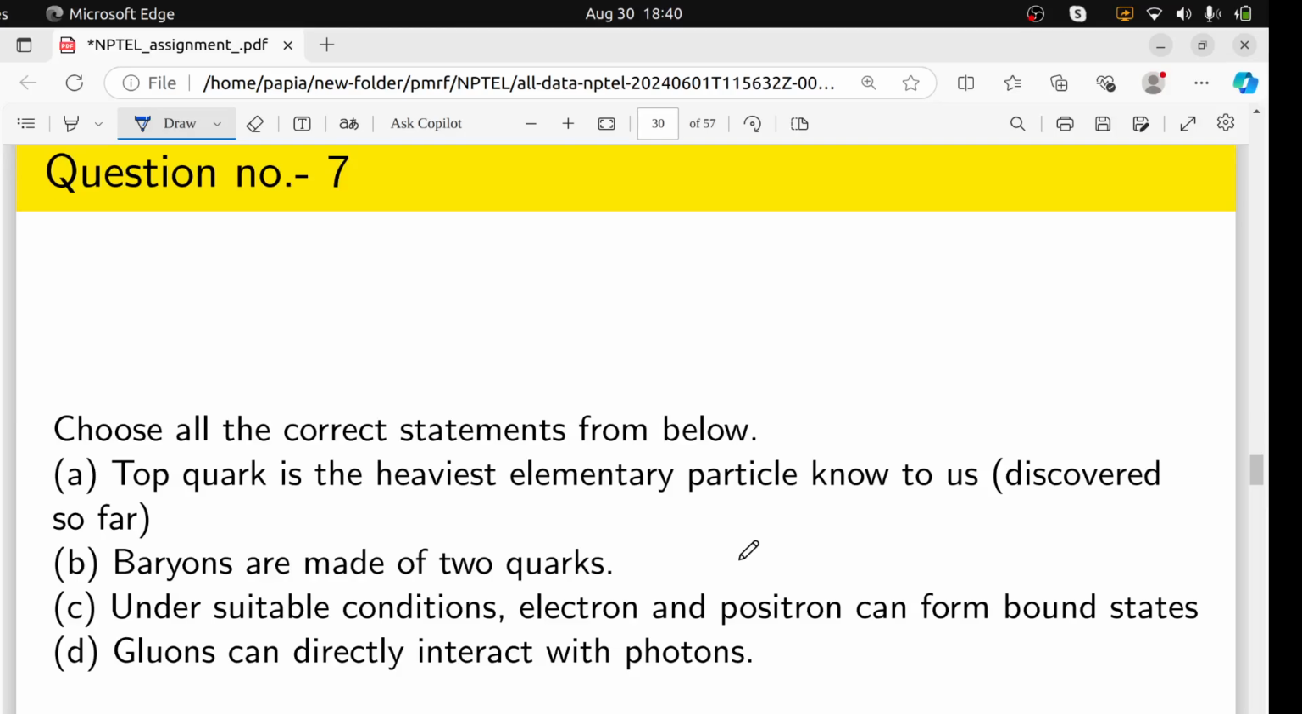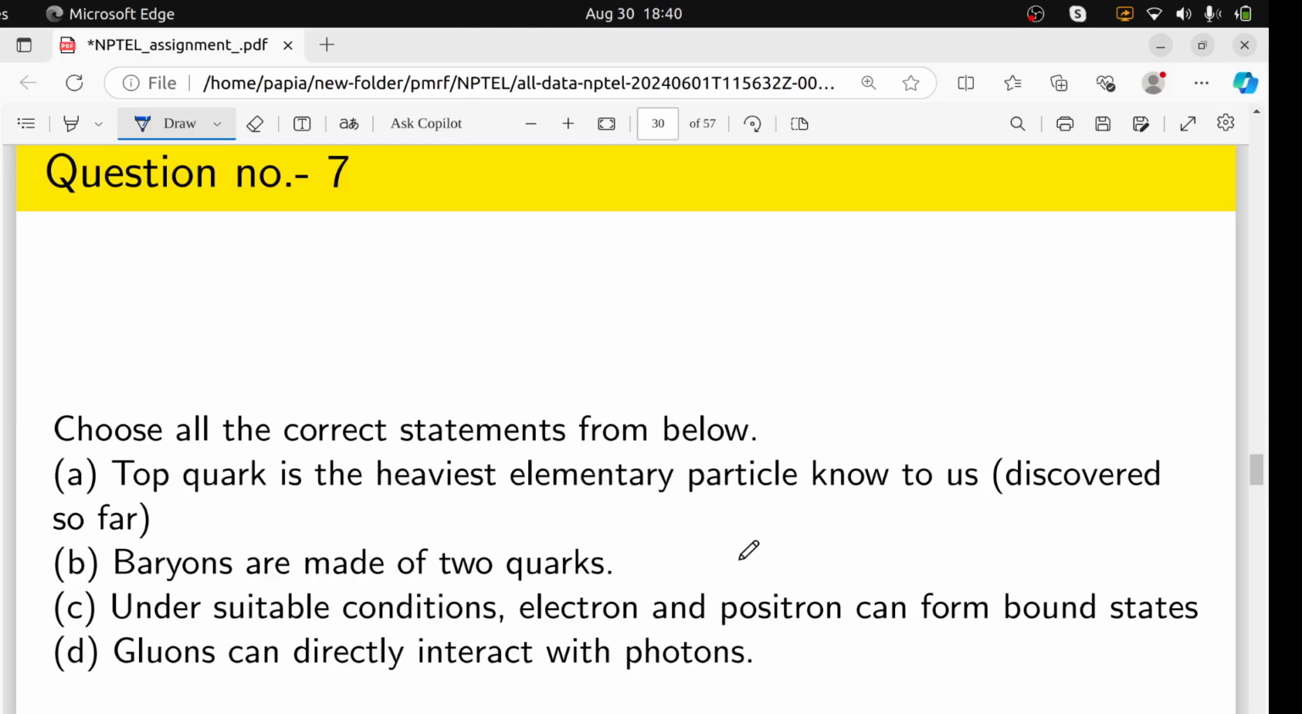Question number 7. Choose all the correct statements from below. What are the statements? Top quark is the heaviest elementary particle discovered so far. Baryons are made of two quarks. Under suitable conditions, electron and positron can form bound states. Gluons can directly interact with photons. So these 4 options are given here.